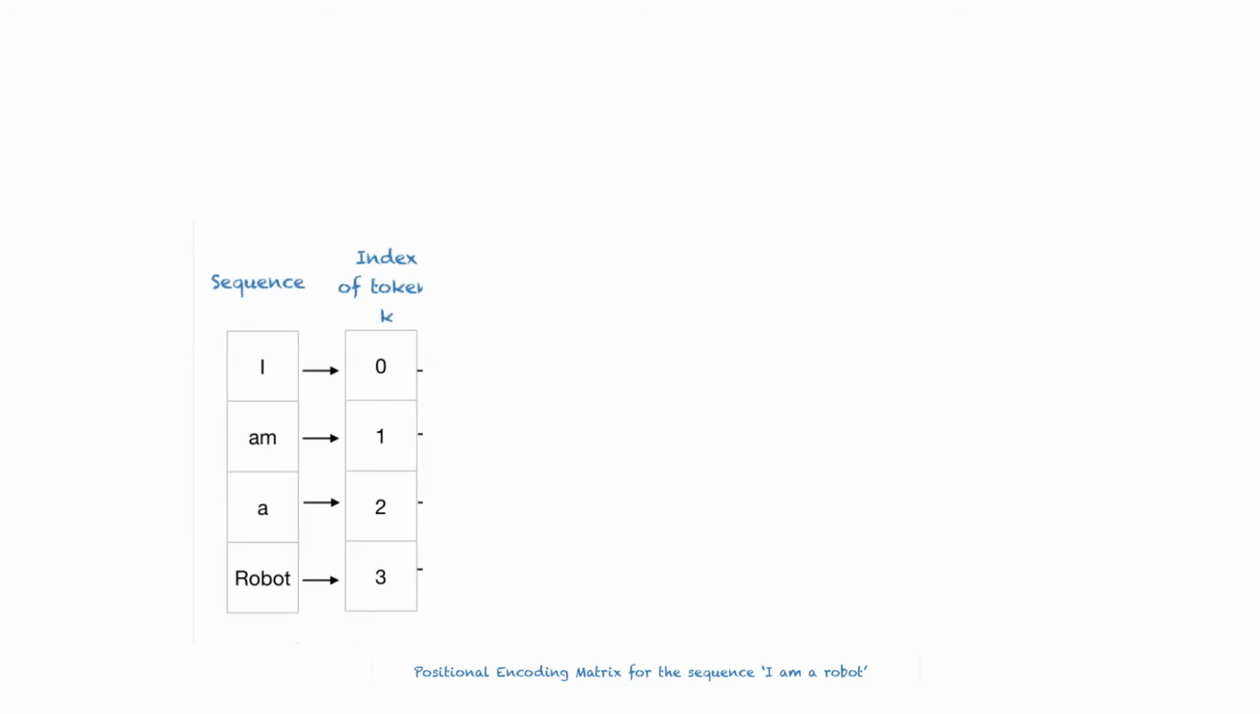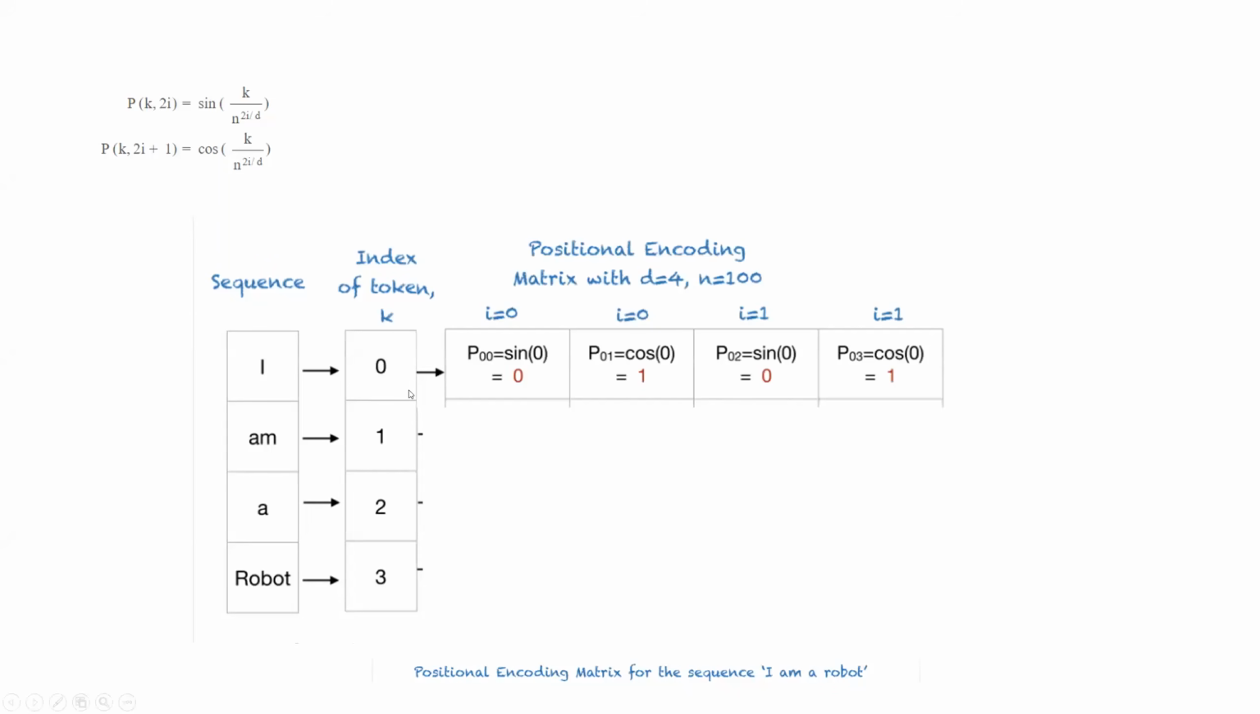Okay, so we have a sequence, "I am a robot", with 4 tokens or 4 words. This is the index of the token, k: 0, 1, 2, 3. And this is the formula I showed you. This is the way we are going to do sine and cosine. Let's look at the first one. We will have i go from 0, so for that one we have sine and cosine, then i equal to 1, then sine and cosine. Since we are limiting to 4, we'll have just 2 values of i, and we'll pick n equal to 100.